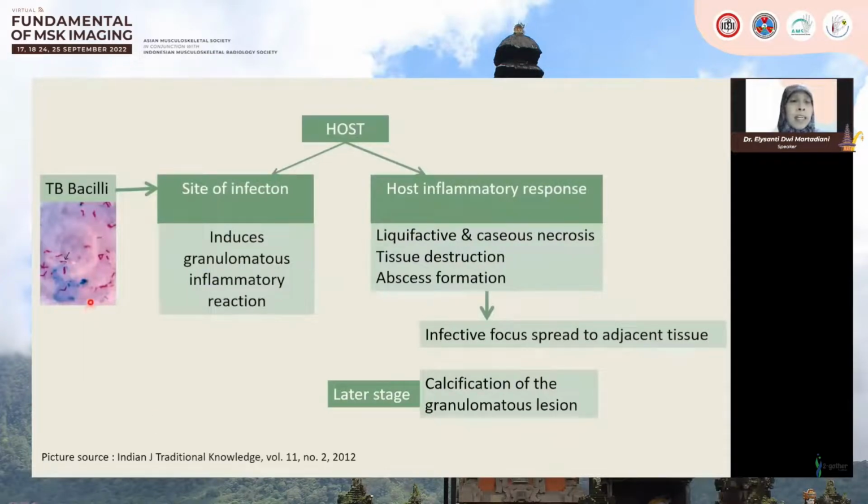Tubercle bacilli on Ziehl-Neelsen or acid-fast staining will appear as long red rod structures like this, and at the site of infection, the bacilli will induce granulomatous inflammatory reaction. Host inflammatory response will result in liquefactive and caseous necrosis, tissue destruction, and abscess formation. The infective focus can spread to adjacent tissue, and in later stages, calcification of the granulomatous lesion might happen.